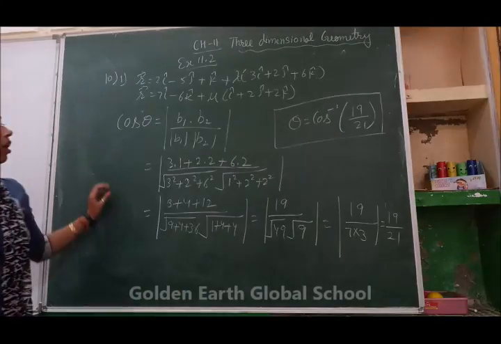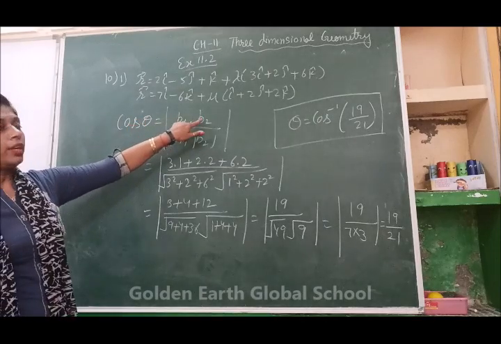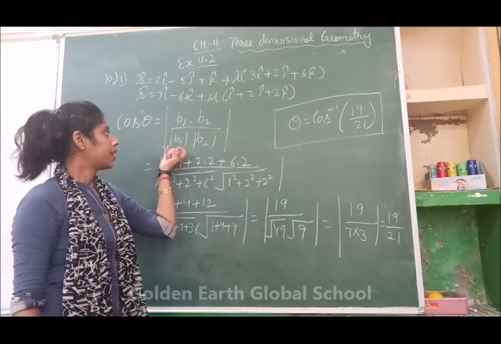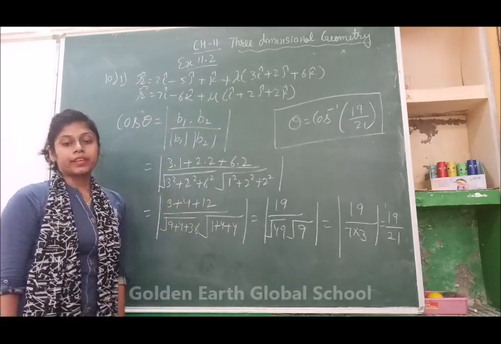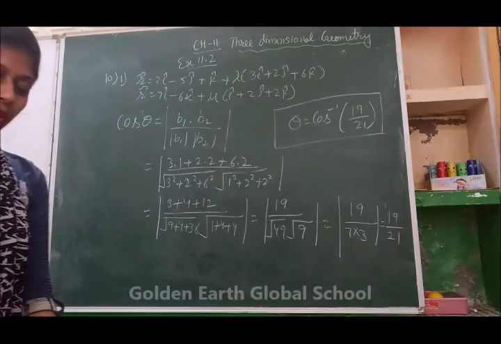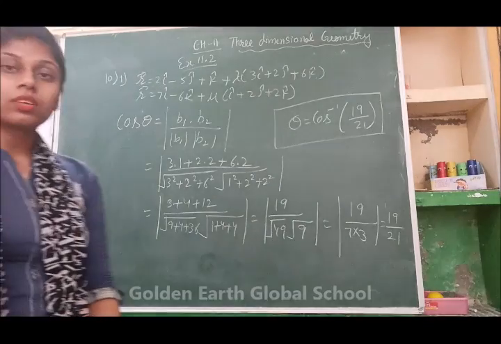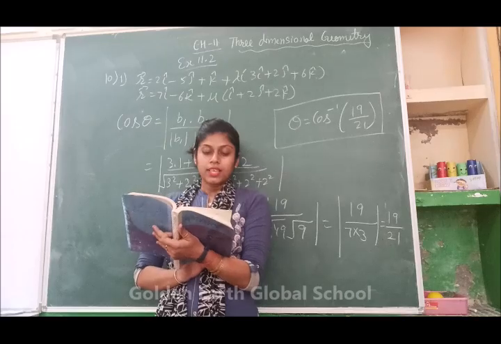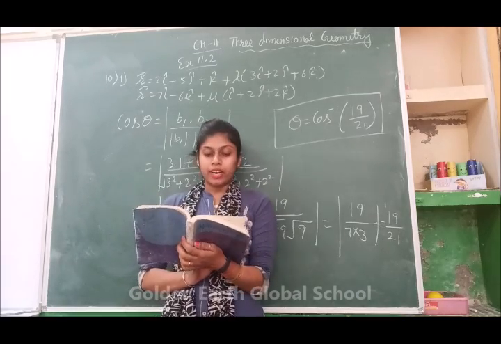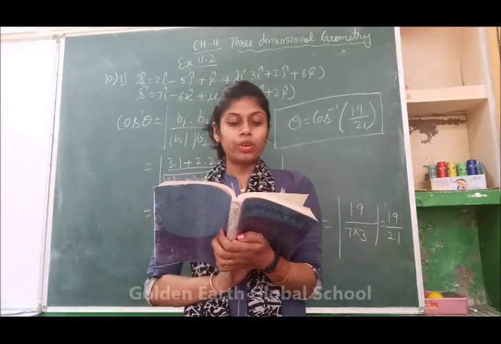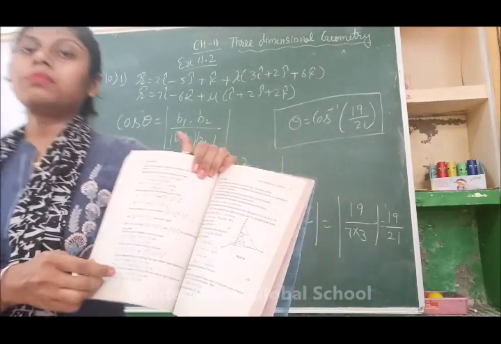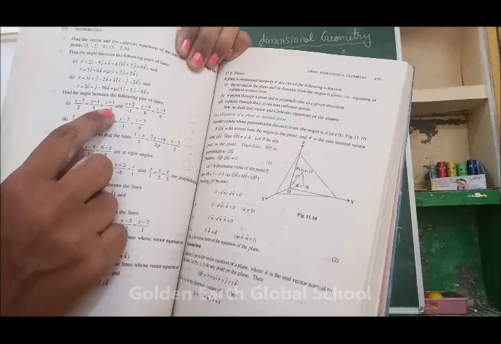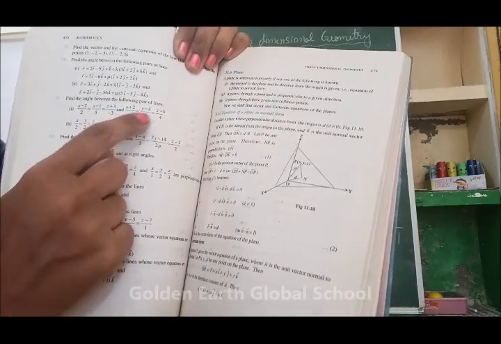Understand how you have to find the angle? b1 into b2, the dot product of their direction ratios, and in the denominator their magnitudes. Clear? So you have to do all the parts of the 10th question by using this formula, find the angle. Similarly, in the 11th question, find the angle. You have to use the denominator terms as the direction ratios. So 2, 5, minus 3, second minus 1, 8, 4.